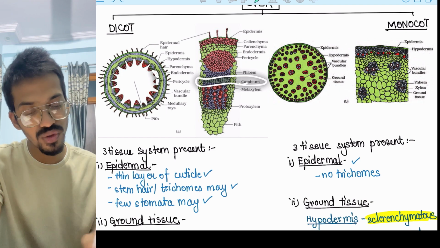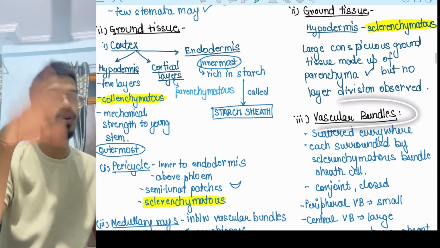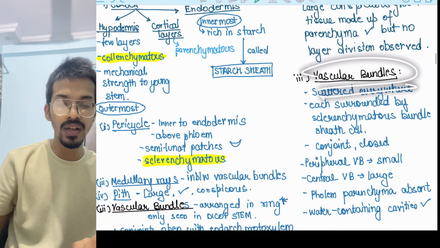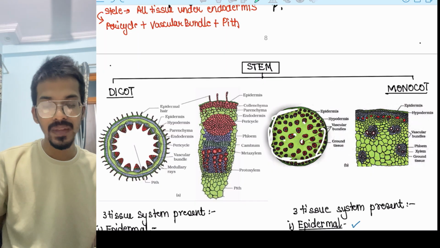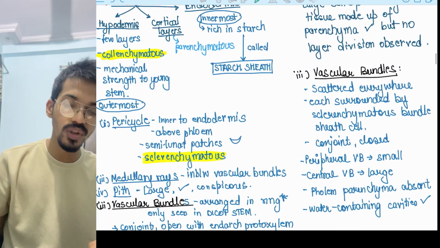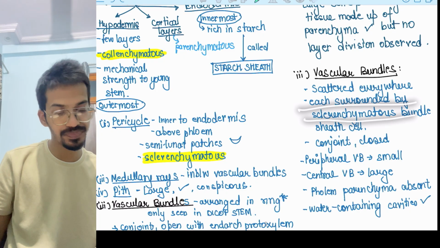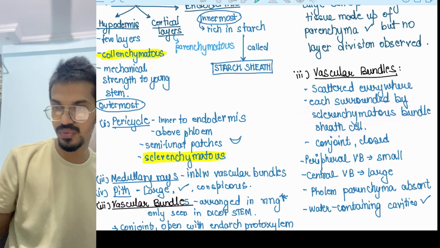Then comes this vascular bundle over here. They are scattered everywhere. Now if you see the outer area, there would be smaller ones here, and larger ones here. So they are scattered everywhere, and they're surrounded by the sclerenchymatous bundle sheath. They're conjoint and closed. We know that.